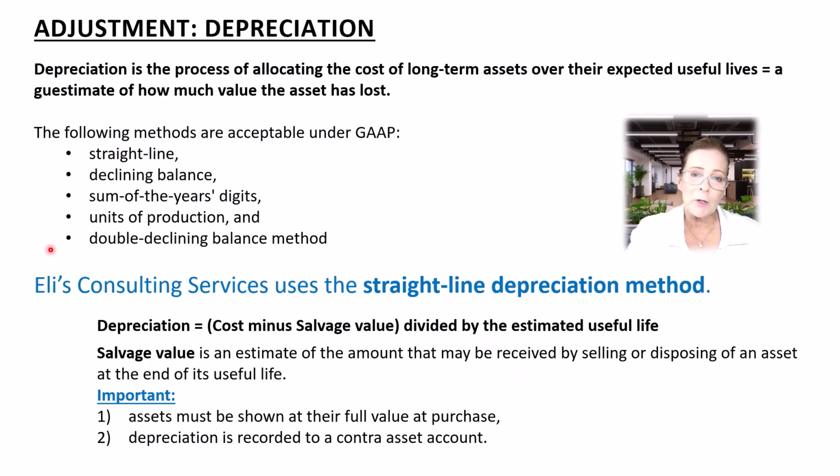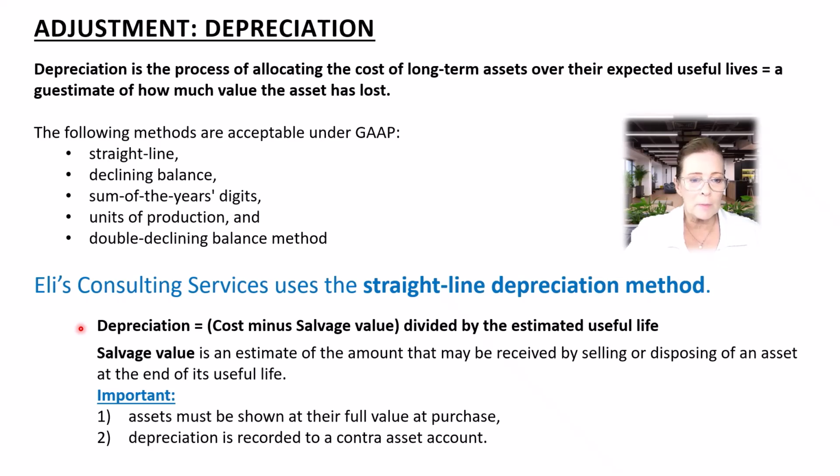The IRS requires the use of a depreciation method called MACRS unless it's an asset purchased before 1987. Later accounting classes will cover these methods in more detail, and we will focus on the straight line method in this class only, which is what Eli's Consulting is using. The straight line method spreads the purchase cost less salvage value in equal portions across the estimated life of the asset. Salvage value is the amount that you expect to sell the asset for at the end of its life.